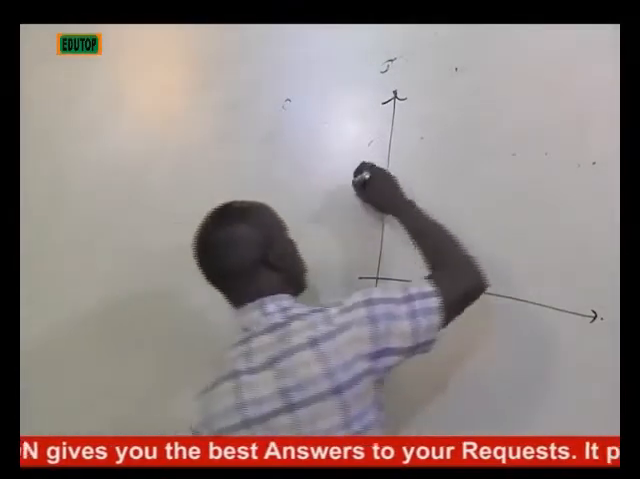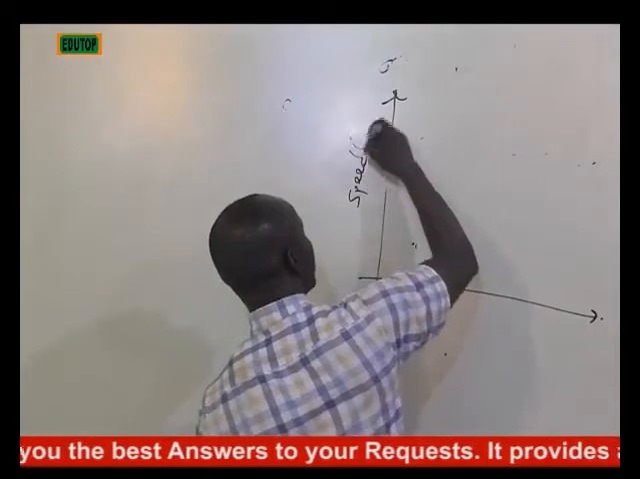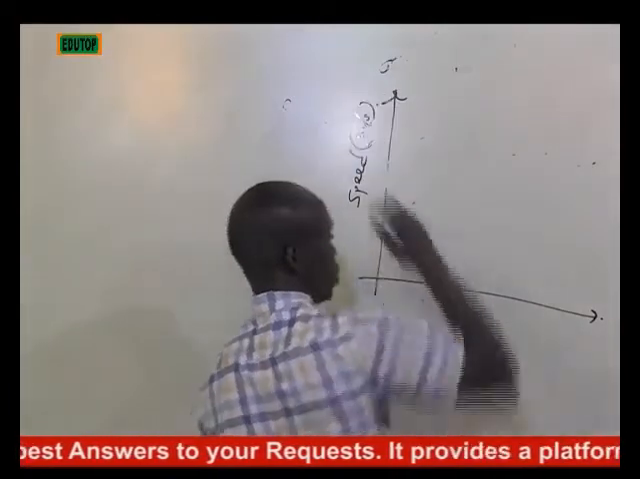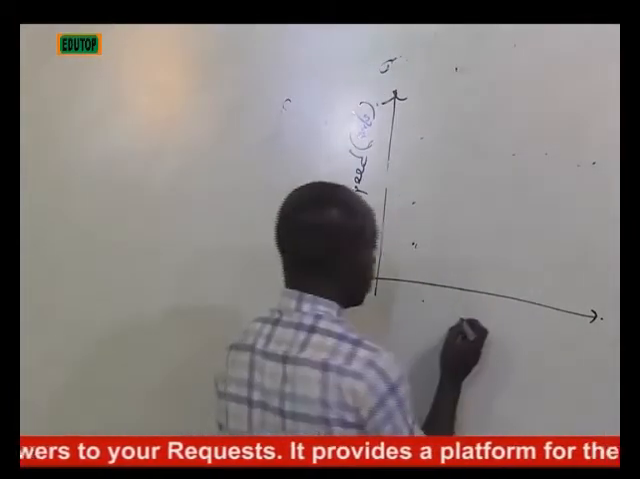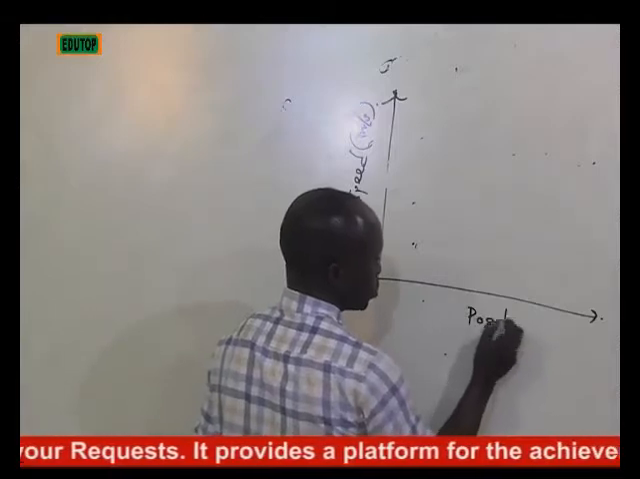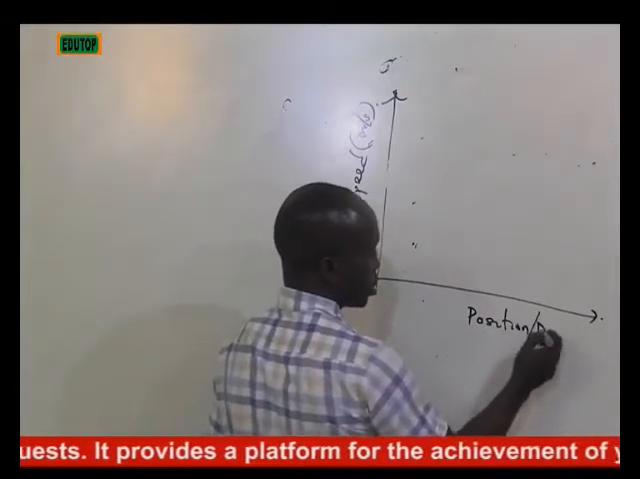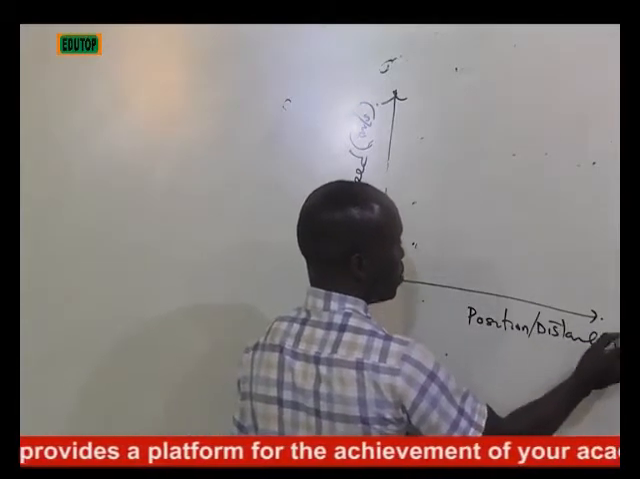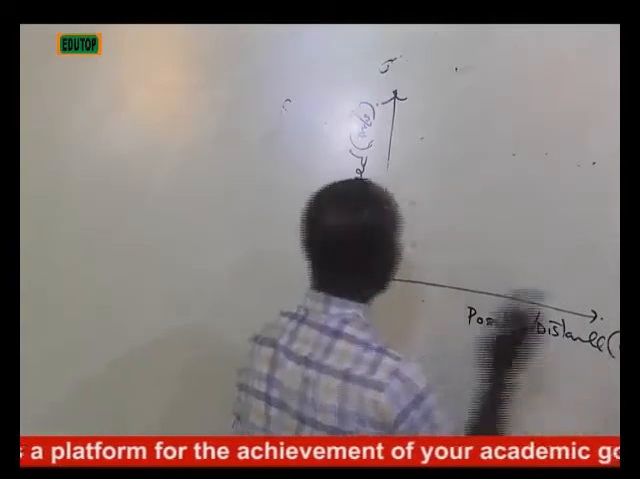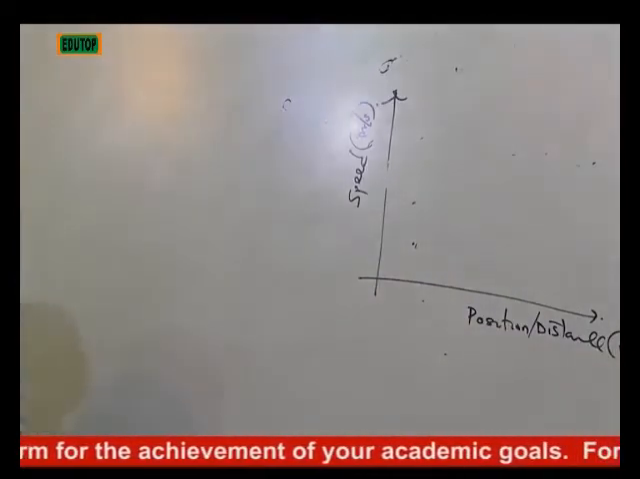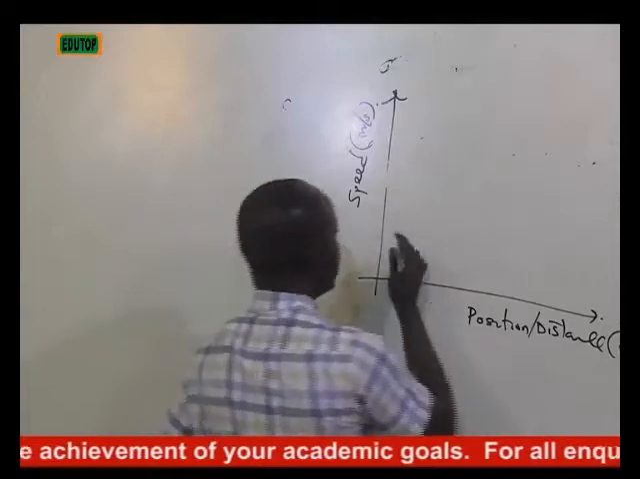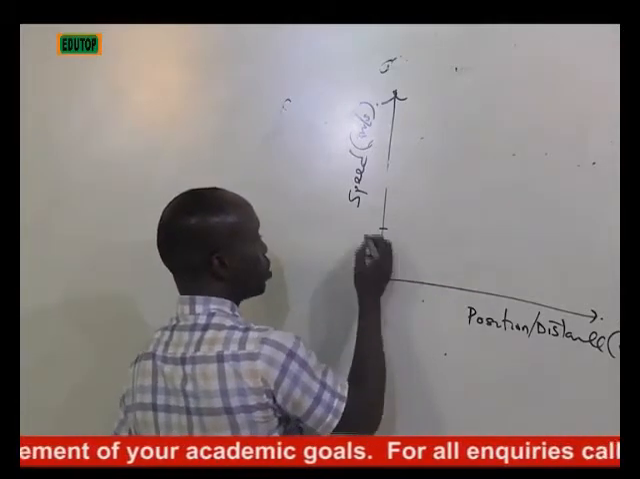Now, here at this junction, we have the speed. It's being labeled in speed, that's meter per second. Now, at this junction, it's being labeled in position or distance, whichever way you want to call it. It's labeled in meter. Are we seeing it?